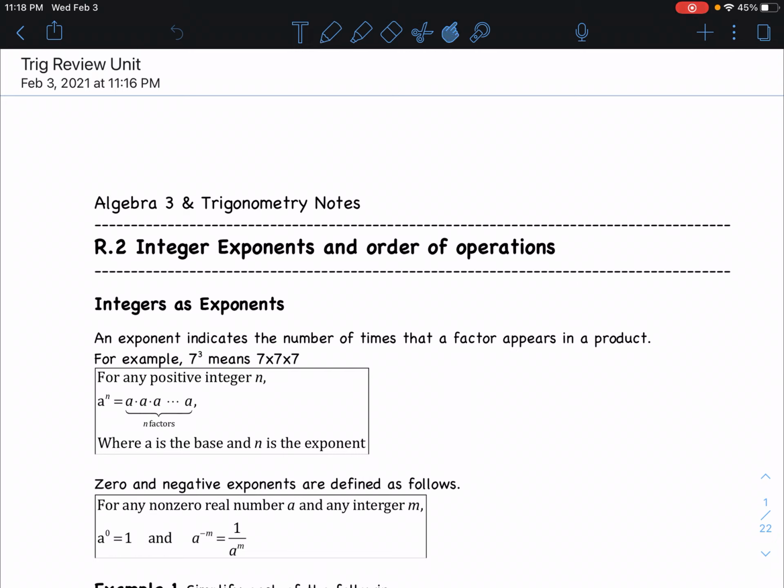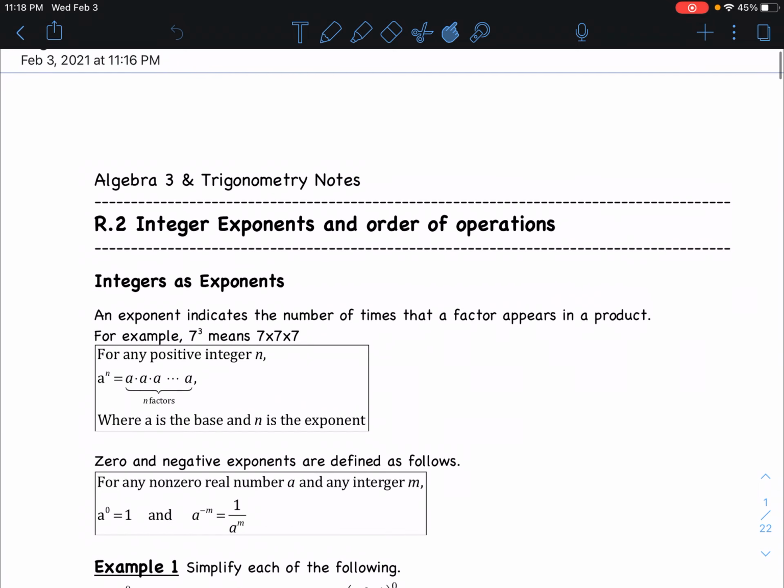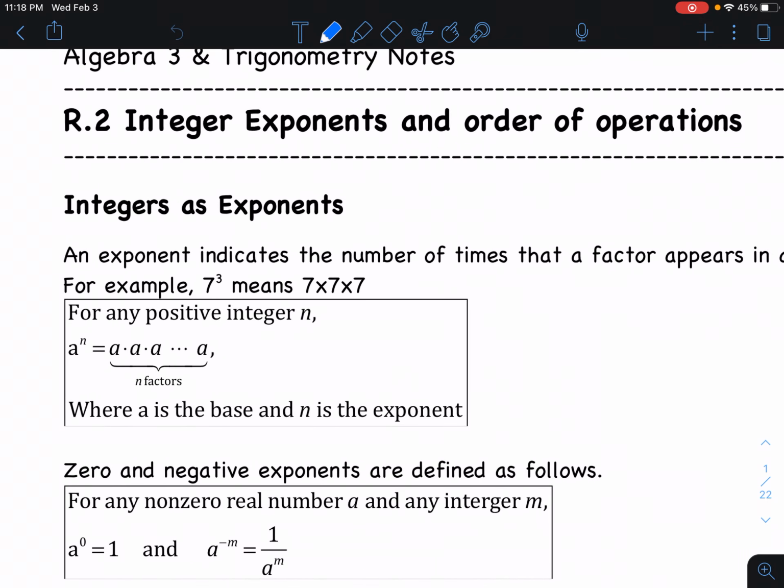So, section R2, we're going to be discussing integer exponents and order of operations. Integer exponents just deals with positive and negative numbers, where we're not going to use fractions or decimals or anything like that. So, just a rule here, integers as exponents. An exponent indicates the number of times that a factor appears in a product. For example, 7 to the third power means 7 times 7 times 7.